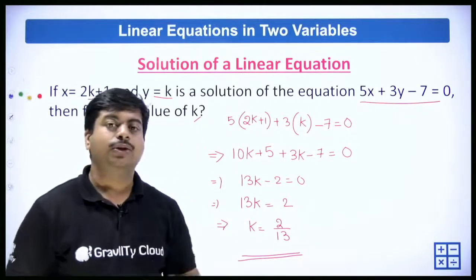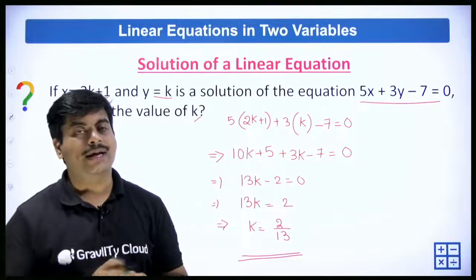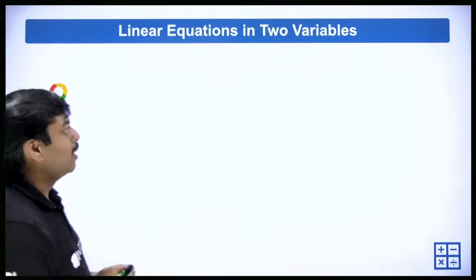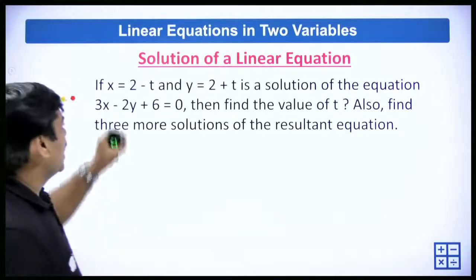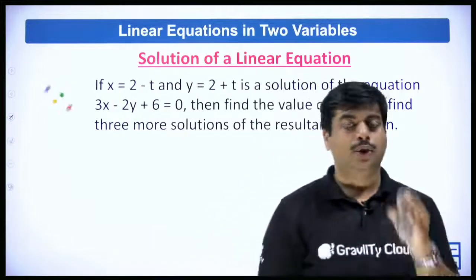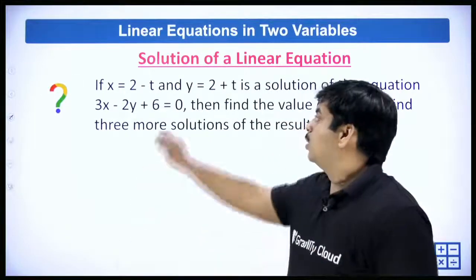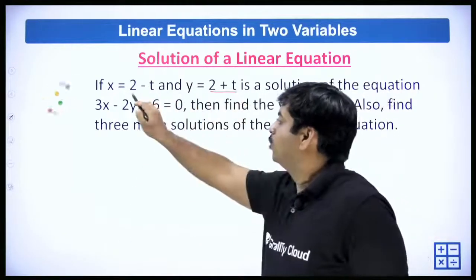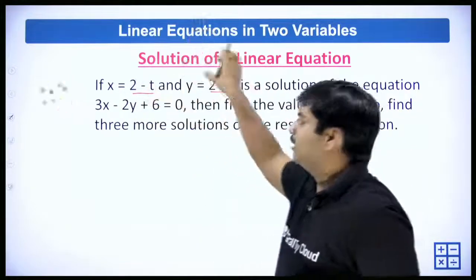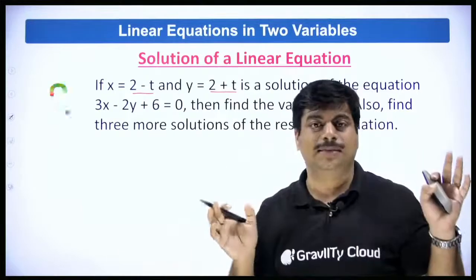K is equal to 2 by 13, correct? Okay, so one more question for your practice. I'm not going to say the solution for you. The next question is x equals 2 minus t and y is equal to 2 plus t. Be careful, don't get confused. If you consider x here and y here, again you will get a different answer.